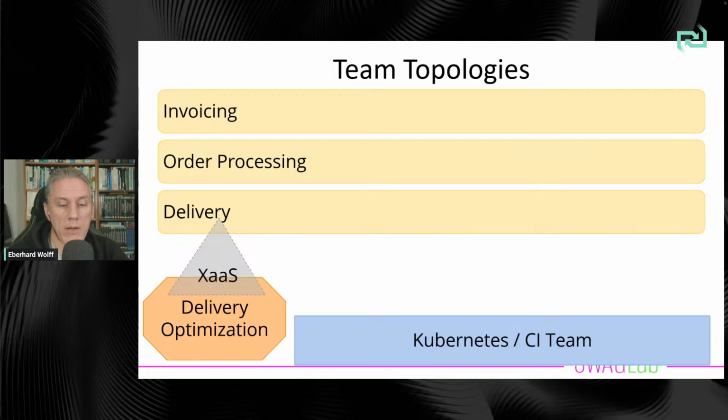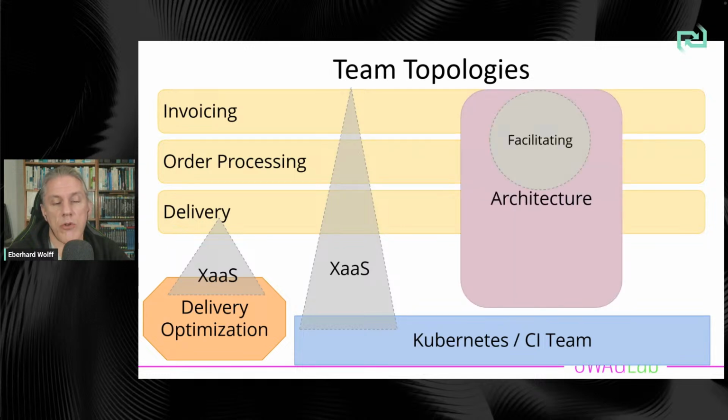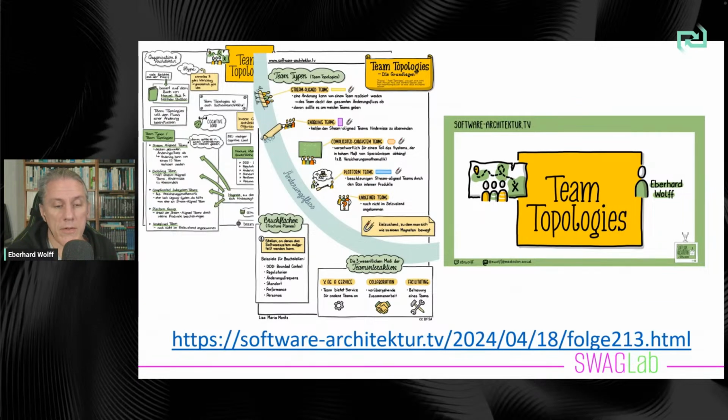Then we have a Kubernetes or CI team that provides some kind of website or a different interface for all the Streamline teams. We have the architecture team, which supports the teams or maybe even provides some further support. Again, I did an episode about this. There's also a lot of material at teamtopologies.com.